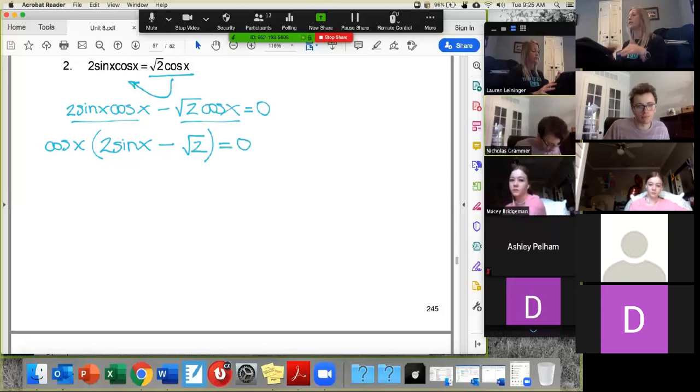Just like other times when we factor, we solve by setting our factors equal to 0, including the greatest common factor. So I'm going to take my cosine and set it equal to 0, because I'm going to get answers from that. This is what I meant by if you divide that cosine out, you're going to lose all these answers from cosine being equal to 0. My second factor, I'm also going to set equal to 0.